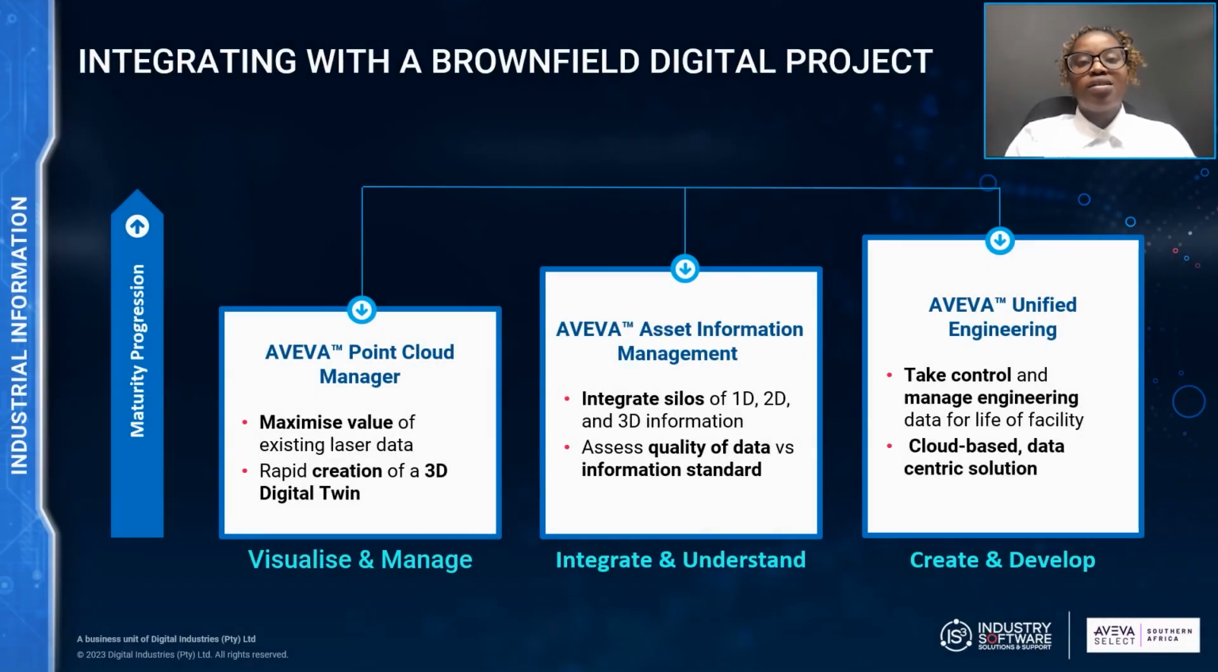From research, it is seen that many organizations are undertaking vast scanning activities but are still not realizing the full value from the data generated. The next step on the journey is AVEVA Asset Information Management. This combines the 3D reality capture data with other 1D, 2D, and 3D data. It allows us to assess the quality of all the data in multiple silos, measured against an information standard, and provides information access across an enterprise.